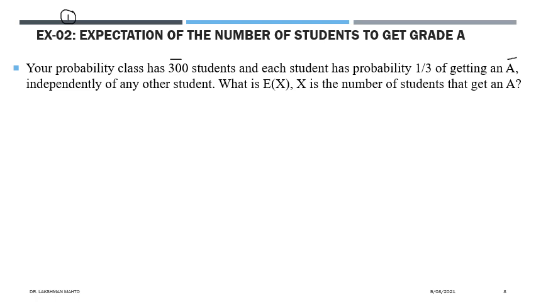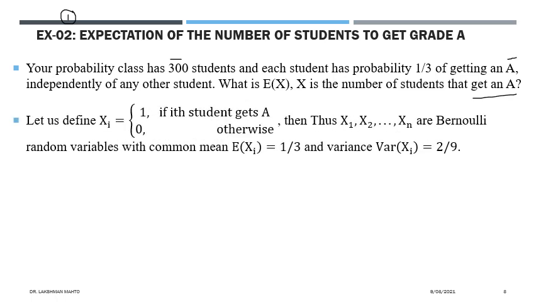Now the question is that we have to find the expected number of students that get grade A. How many students out of 300 get grade A? In order to formulate this, we first have to introduce the binary situation that we best model by a Bernoulli random variable. So we define a Bernoulli random variable this way: let us define xi equal to 1 if the ith student gets grade A, otherwise xi is 0.